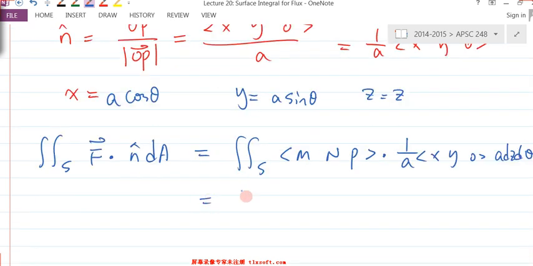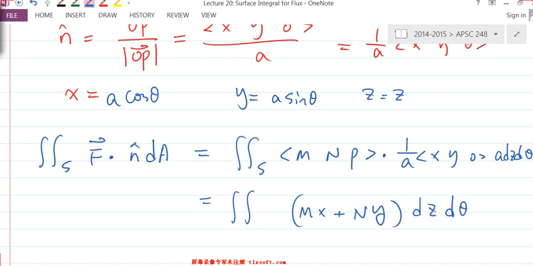So let's simplify this a little bit here. This dot product, because there's a 0 here, essentially gives us m times x plus n times y. And this 1 over A will cancel this A here. You end up with dz d theta, over the surface S.